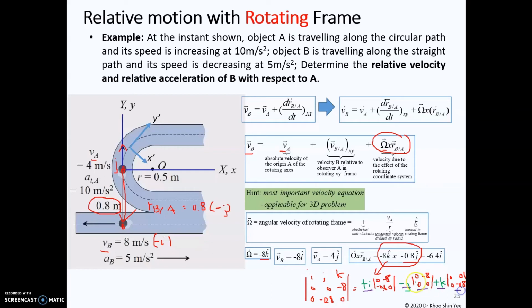So you perform the calculation, then you find that these two terms can be cancelled, equal to 0, and this term gives you negative 6.4i.